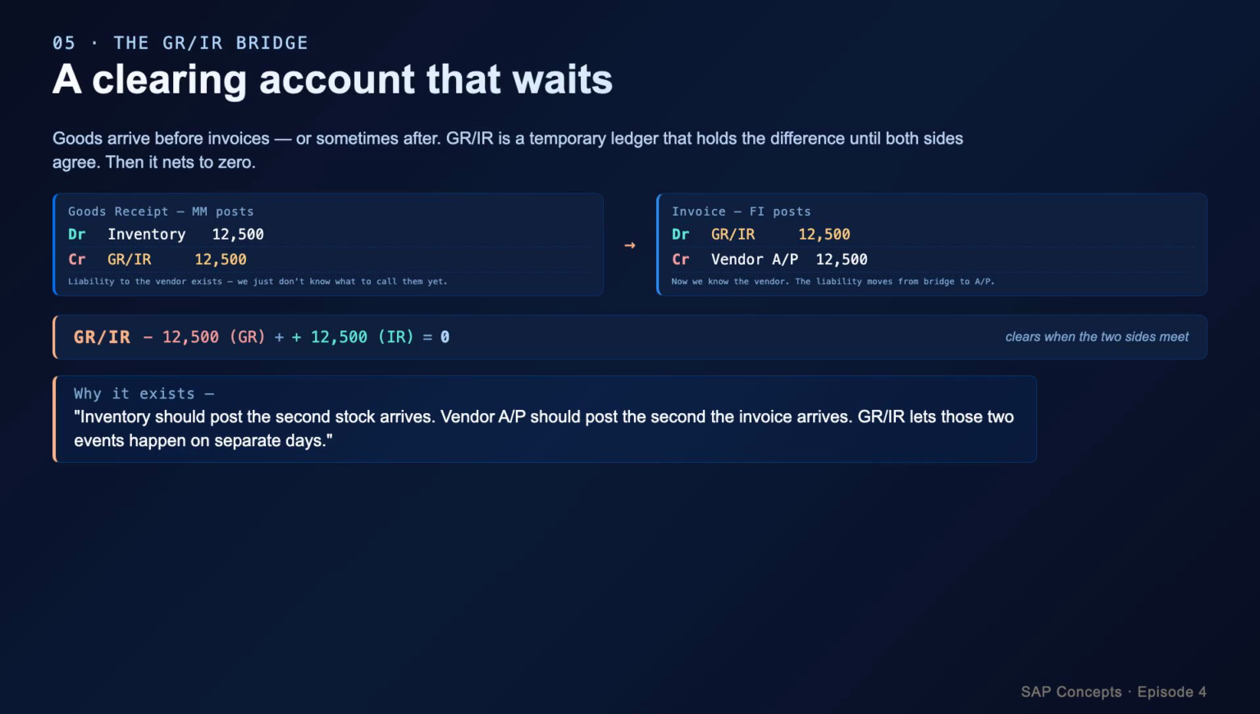Goods receipt credits GRIR. Invoice debits GRIR. When both have happened for the same line, the account nets to zero. A healthy GRIR balance at month end is small. A growing one is a red flag that someone is missing invoices.